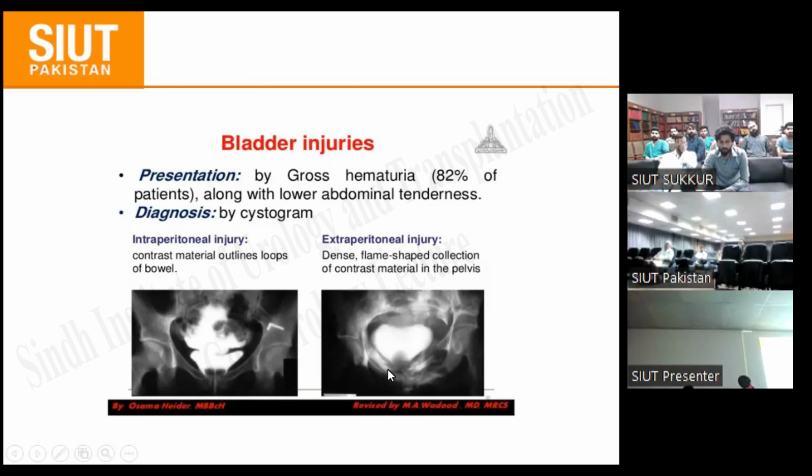In the second image, there is a flame-shaped collection, which is significant for extraperitoneal injury. We do not see any contrast extravasation inside the peritoneum, or that is highlighted by the bowel loops. So this is quite pathognomonic for extraperitoneal injury.